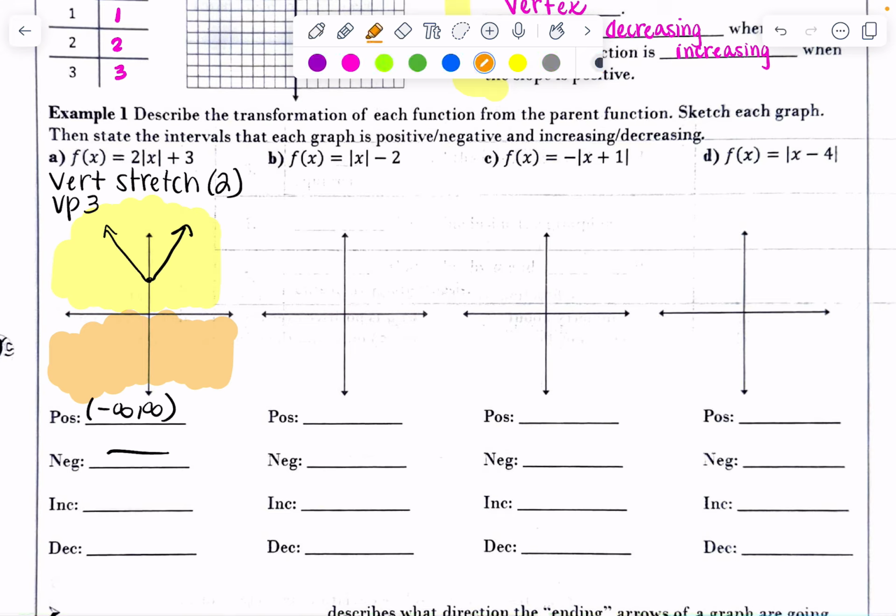If I'm going on a roller coaster, I'm going to follow my pink. If I start on the leftmost side, I'm going down, down, down, down, down. That's decreasing. But then once I hit my 0, I go up, up, up, up, up, up. So the increasing of my graph is actually starting at 0. We do use parentheses because it's talking about an interval increasing. We're not starting at an exact point. So 0 to infinity. Decreasing is here on the left-hand side, and that is -infinity to 0.